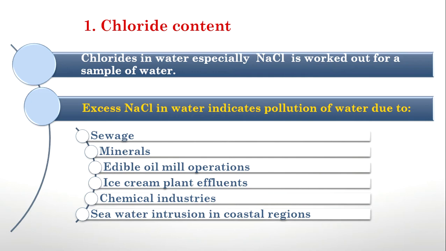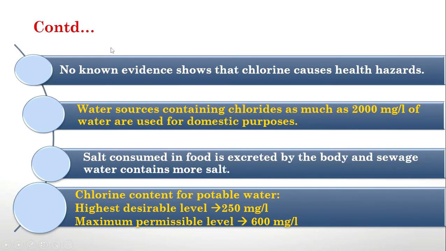The chloride content mainly occurs in the form of sodium chloride in water, and it can be caused due to these reasons: sewage, minerals, edible oil mill operations, ice cream plants, chemical industries, and seawater intrusion in coastal areas. So all these factors cause chloride pollution in water, and there is no evidence that it causes any health hazards in human beings. It has permissible limits.